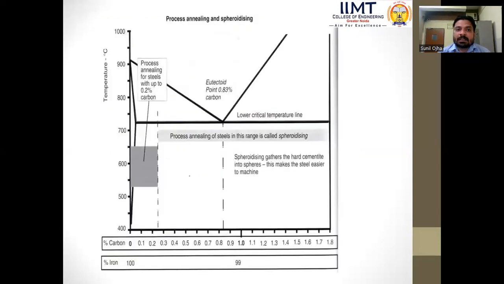This is the temperature versus composition diagram, in which we can see the process of spheroidized annealing.